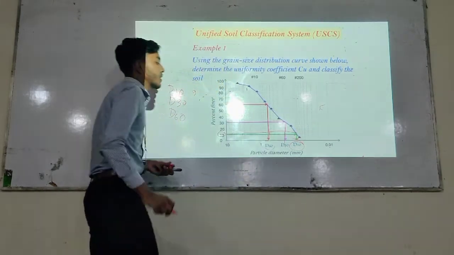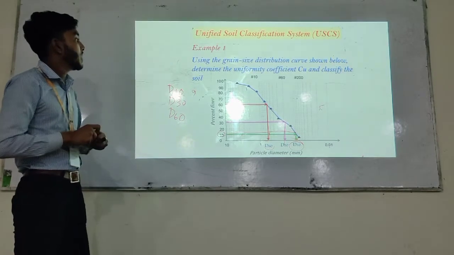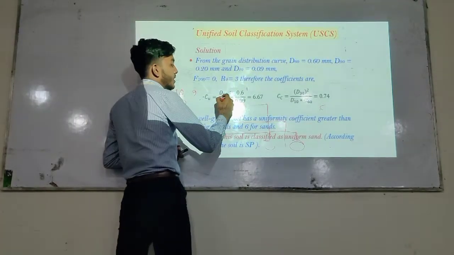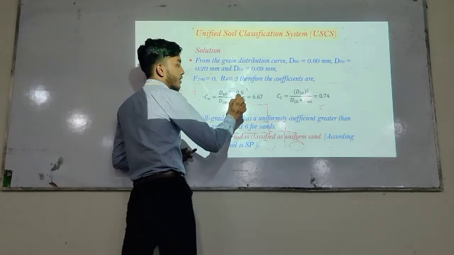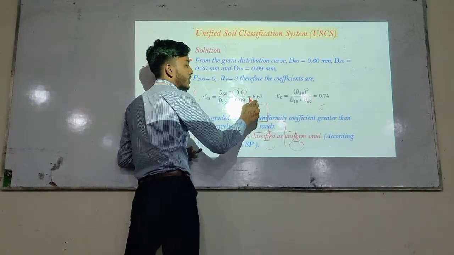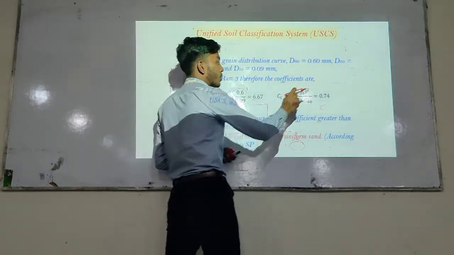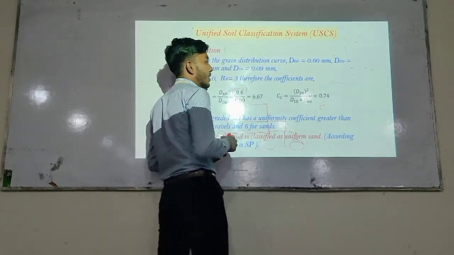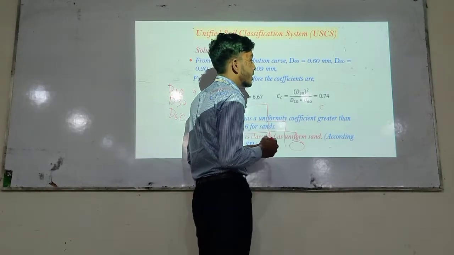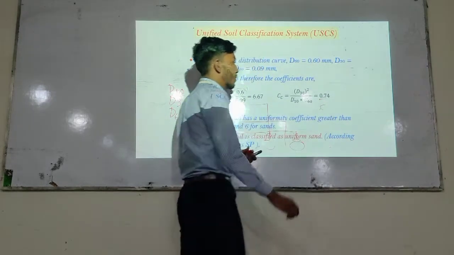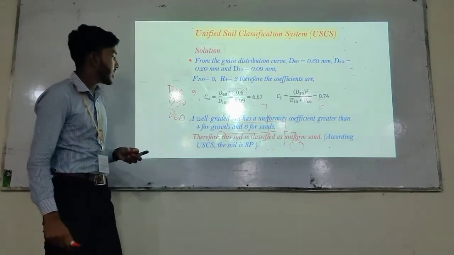After determining the sieve sizes, we need to put them into our formula. For CU, this is D60 divided by D10. The ratio is 6.67. And the formula for CC is D30 squared divided by D10 times D60, and the value comes out to 0.74.